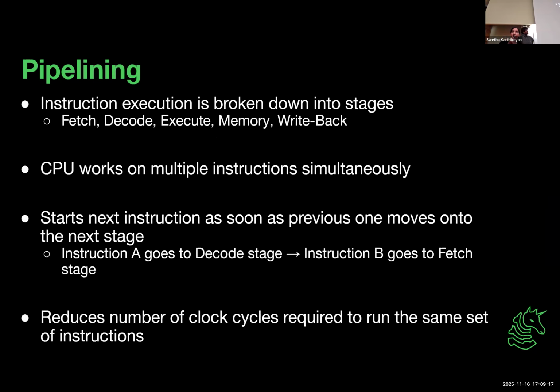As Prathi just went over, the main job of the CPU is to fetch and execute instructions. One of the techniques used to optimize CPU performance is pipelining. As he said, instruction execution is broken down into 5 stages: fetch, decode, execute, memory, and write back. Through pipelining, a CPU works on multiple instructions simultaneously. So it's not going to execute one full instruction and then another full instruction. It's going to execute multiple instructions in parallel at the same time.